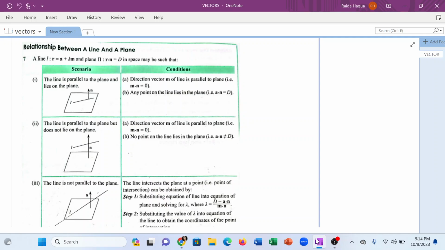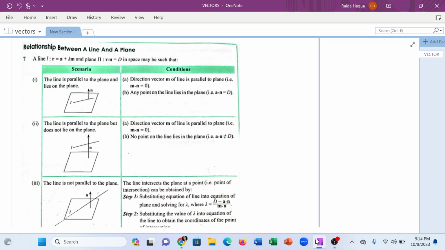the plane. So when a line is parallel to the plane, there are two things that can happen. One, it can lie on the plane, and two, it can not lie on the plane. So when it lies on the plane, it is completely contained within the plane. So then we say that the line is parallel to the plane and lies on the plane, and the conditions for that to happen is that the direction vector of the line is parallel to the plane.